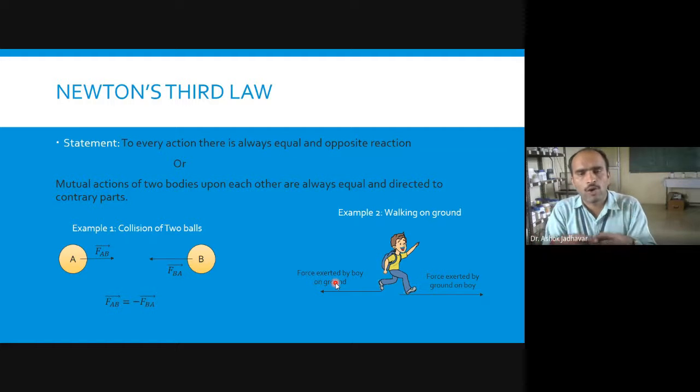Then after collision, what will happen? You will realize that when these balls just come and stick with each other, at that time FAB will be equal to minus FBA. So this means that here FAB is your action and reaction is minus FBA. Here, if you consider walking on the ground, then force exerted by the boy on the ground will be action, and reaction is what? Force exerted by the ground on the boy. Hence, that boy can walk. So this is an example of Newton's third law. Did you get it?